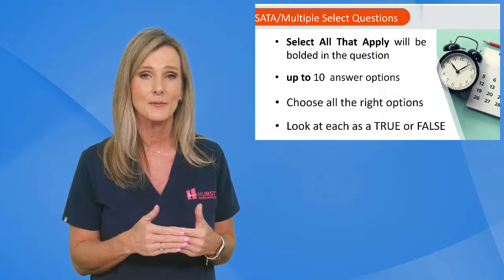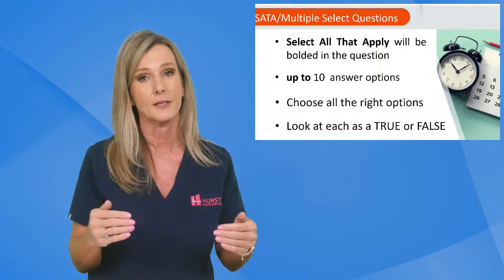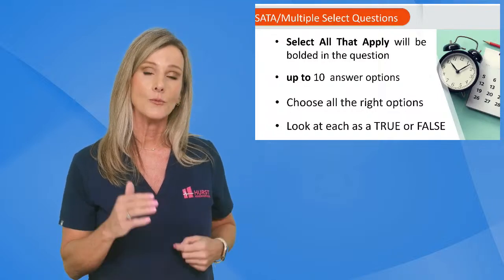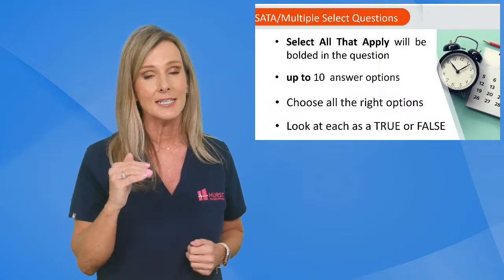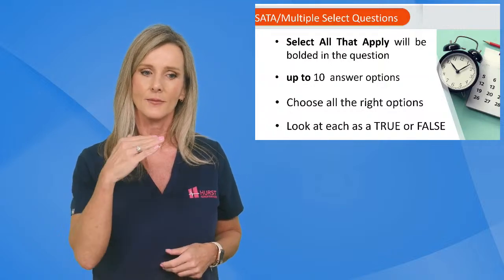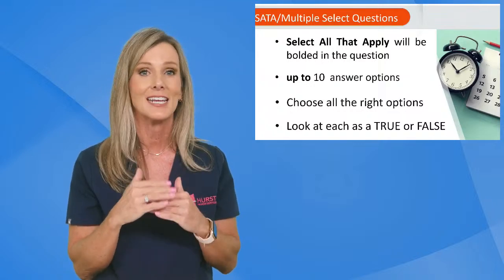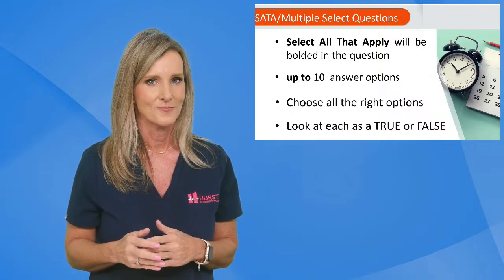So when you're looking at them, if it's a statement that's asking for something true, you're going to pick those true statements and look at each as a true or false. Each option stands independently of itself. So it's not like you're going to say, okay, if I do this one, then I'm also going to do this one. You have to look at each option independent of each other, not building on top of another.